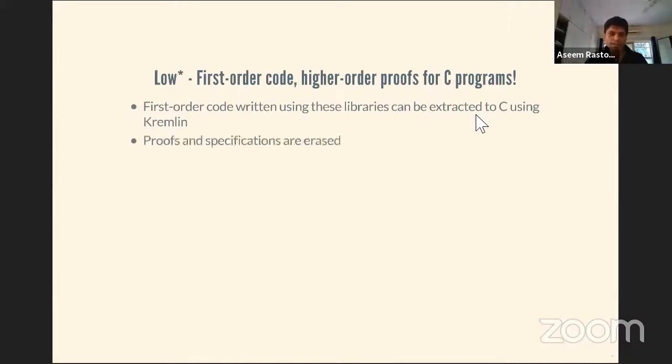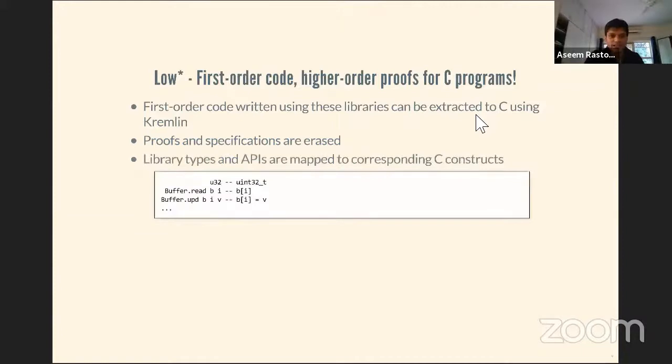Now, in this extraction, the proofs and specifications will be erased. So there's no runtime cost for these proofs and specifications. Since proofs and specifications are erased, they can also be arbitrary higher order F* programs. Only the computation code has to be first order. Otherwise, you can be arbitrary higher order in the proofs and specifications.